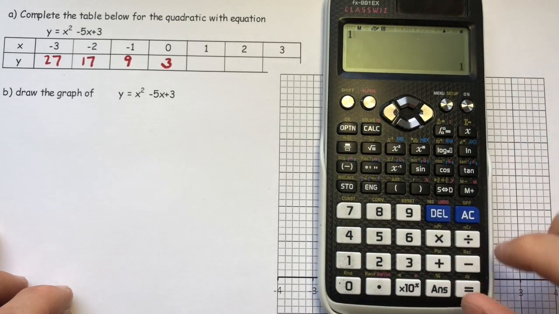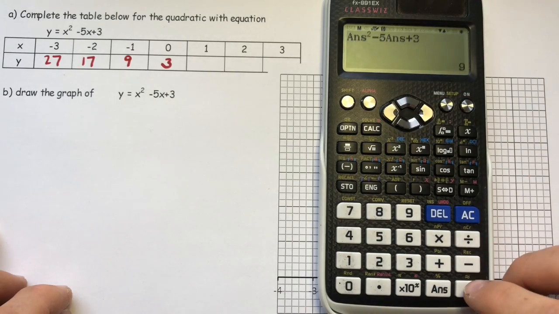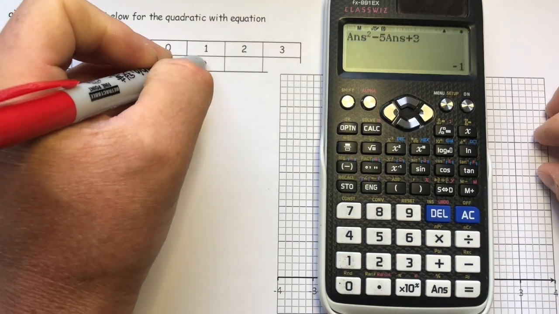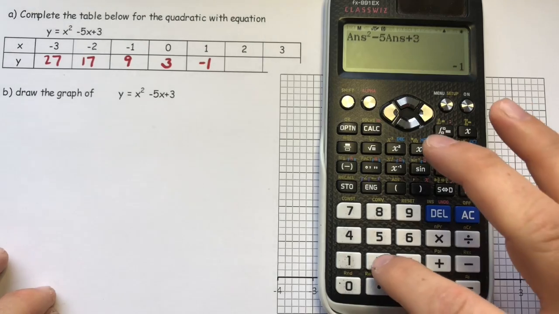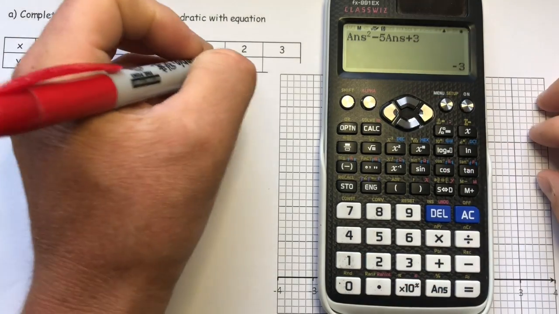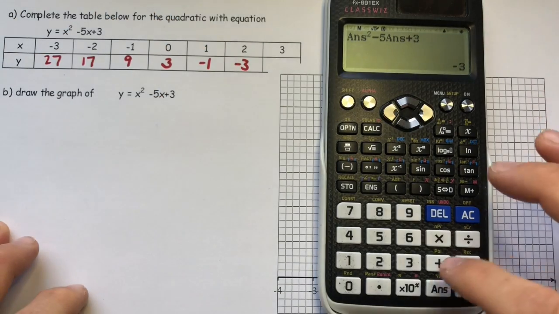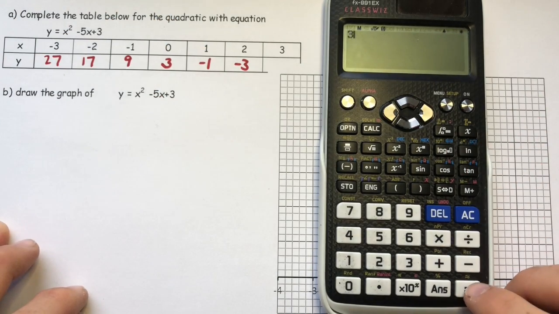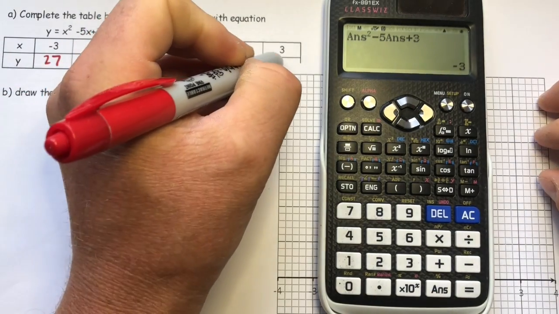1, press equals. Arrow up, press equals, -1. 2, press equals. Arrow up, press equals, -3. And finally 3, and press equals. Arrow up and press equals, -3.